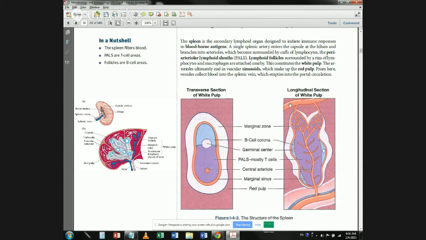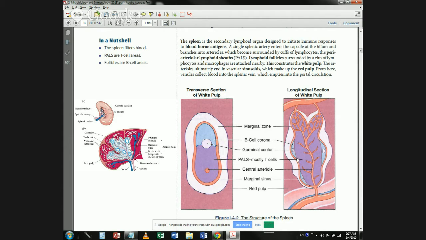Okay, so you have the arteriole, marginal sinus. Where's the red pulp? Right there. Okay. So, but I don't see it going anywhere. I understand that you are getting into an artery. Obviously, this would be the periarterial lymphatic sheath, right? Around the periarterial lymphatic sheath, you would have all these germinal centers, right? That I understand because of that.